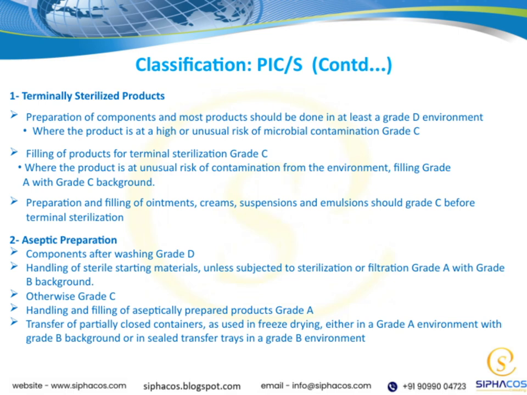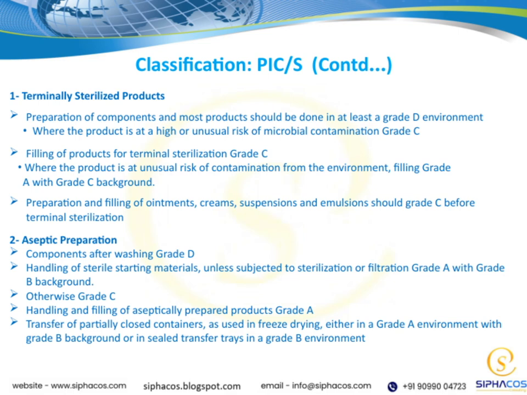If sterilization or filtration has already been performed on the starting materials, handling can be done in a Grade C environment. When it comes to handling and filling aseptically prepared products, a Grade A environment is essential to maintain sterility and prevent contamination. Finally, the transfer of partially closed containers, such as those used in freeze drying, should be done either in a Grade A environment with a Grade B background or within sealed transfer trays in a Grade B environment. This ensures the integrity of the sterile process is maintained throughout transfer.